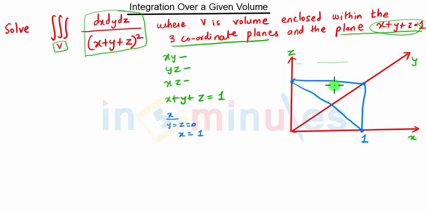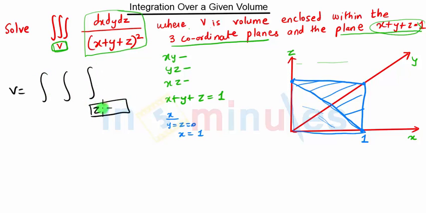So we have to find the volume enclosed within this plane and the planes yz, xz, and xy. That is, we have to cover this volume which is inside this plane. As I have told you, whenever we have a volume problem, the volume will have three limits. First is the limit for z, which will be the height of that volume. The height of this volume will be from this plane till this plane, because we will consider a column parallel to the z-axis. Always consider a column parallel to the z-axis.